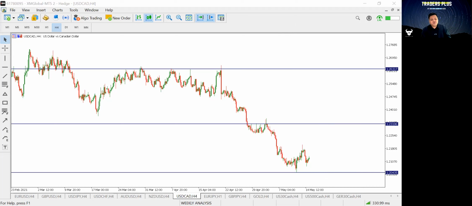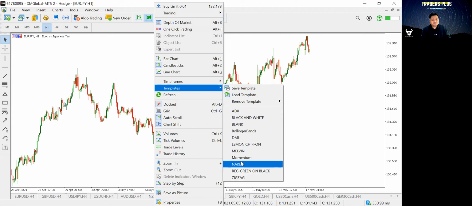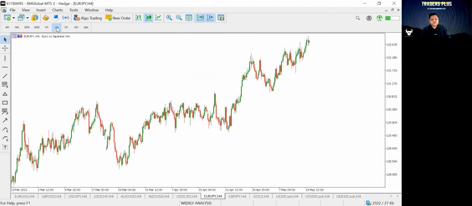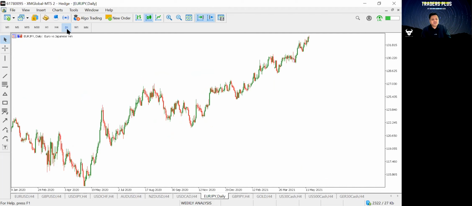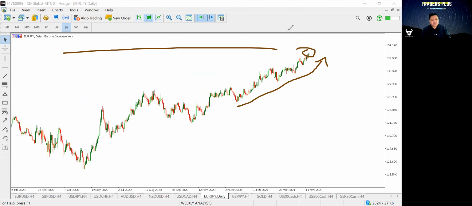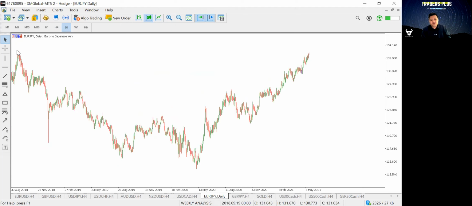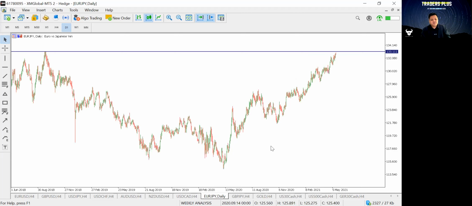Okay, now let's see our Euro JPY. Okay? Check its H4. Okay? Check its daily. Strong uptrend. Na? Pero 88 yan. Mula yan, no? Makikita niyo. Yun. That being said, okay, this is a good resistance zone.